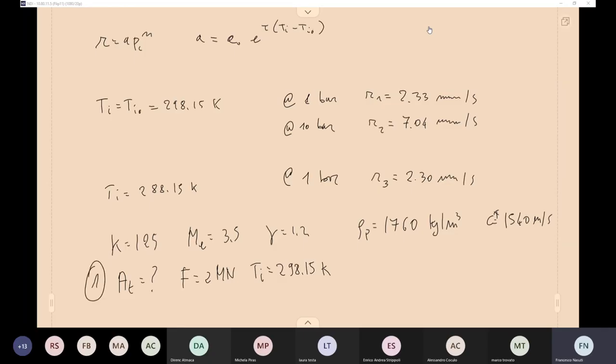The second one would be, what is the thrust in case of T_i? So if we consider the same rocket and we just change the initial temperature and bring it to 278.15, what will be the corresponding thrust? And finally, I would like to compare the burning time in case 1 and 2.